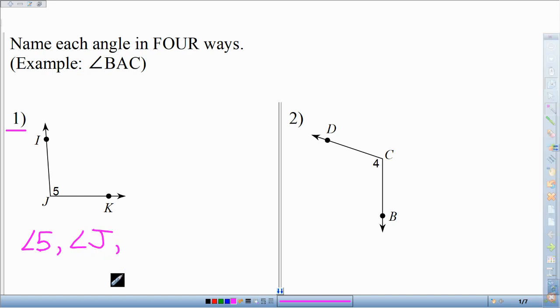But the most common way of naming an angle is with 3 points, starting on the angle side, going around its vertex to its other side. So calling this thing angle IJK. And as you can imagine, we can also go the other direction, starting on this side, going around the vertex to the other side, angle KJI.